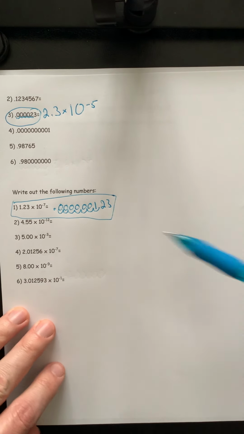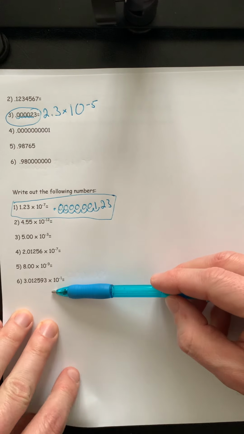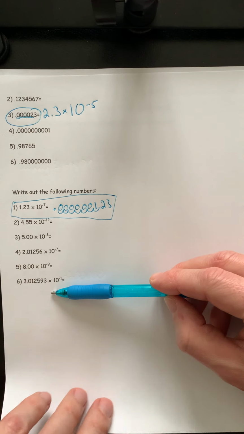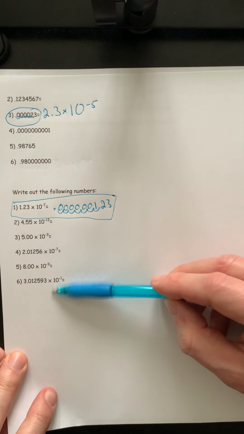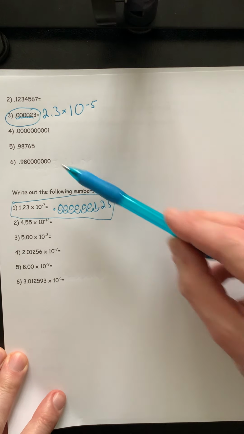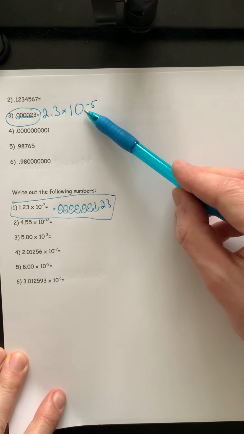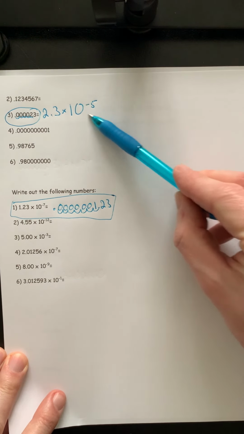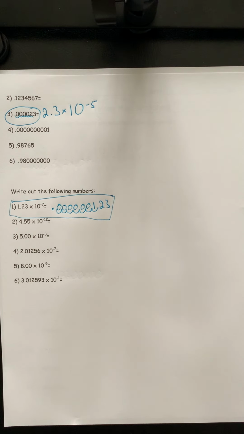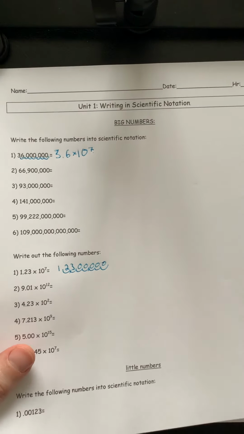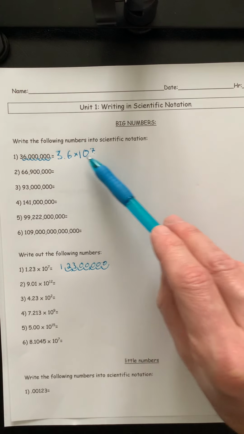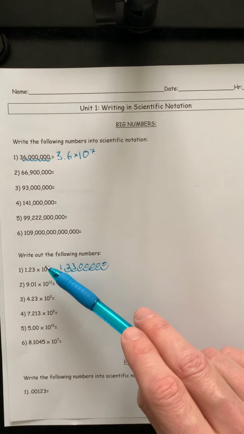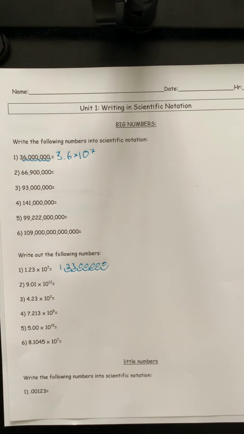So you should be able to take negative exponents, or the little numbers, and see them in scientific notation and write out what they would be, or if you're given a decimal, write it out in scientific notation with the negative exponent. And if you've got the big numbers, the more than ones, you should be able to write them in scientific notation or convert the scientific notation into the number it actually represents.